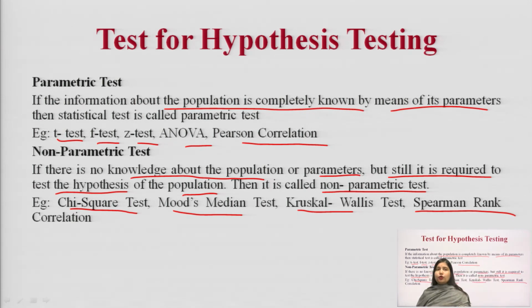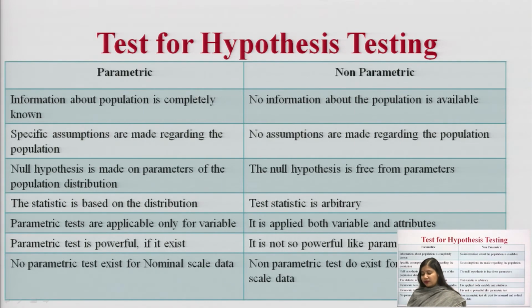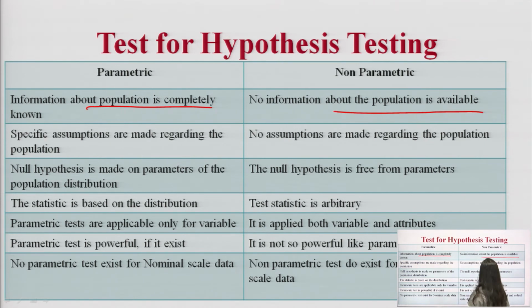So these were the parametric and non-parametric tests, and we are going to discuss a few tests from these, and in this session we are going to discuss the t-test. But first of all, let us see the difference between the parametric and the non-parametric test. The first difference is that the information about the population is completely known in a parametric test, but the information about the population is not available in a non-parametric test.